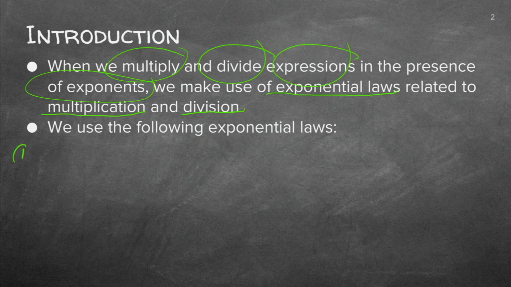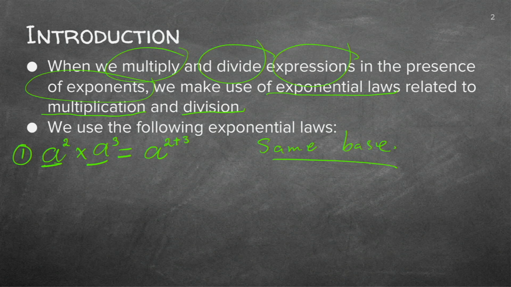So the first law that I want to bring to you is that whenever I multiply a to the power of 2 times a to the power of 3, I simply take one base because the bases are the same. So the condition is we need the same base. The bases must be the same and you simply add the exponents. That's why you have a to the power of 5.